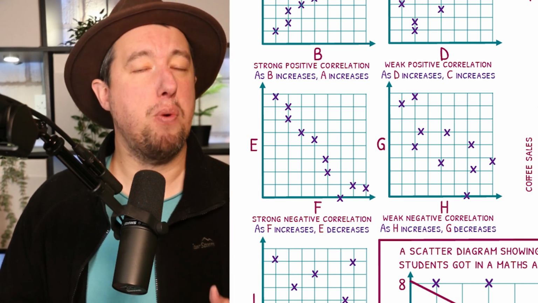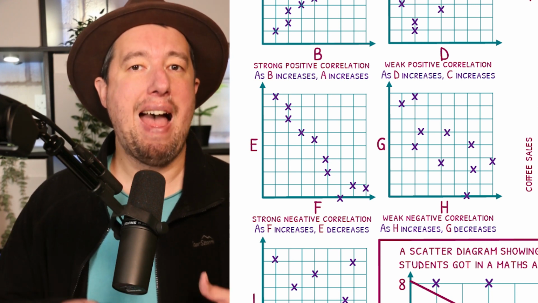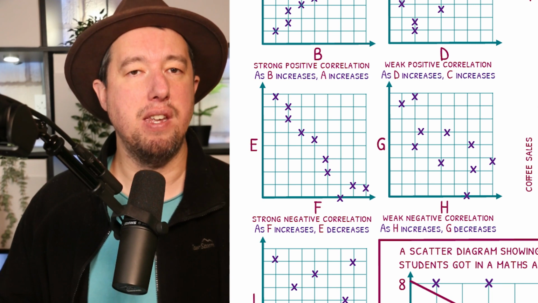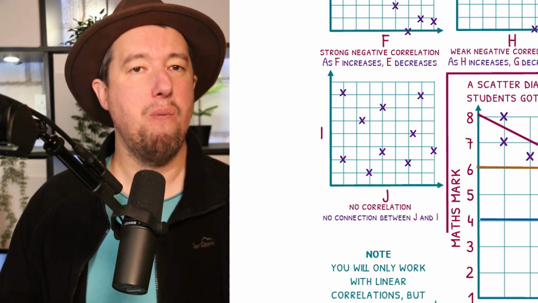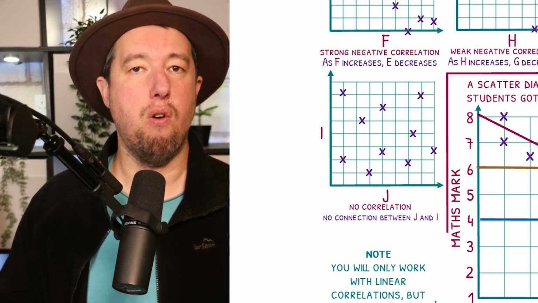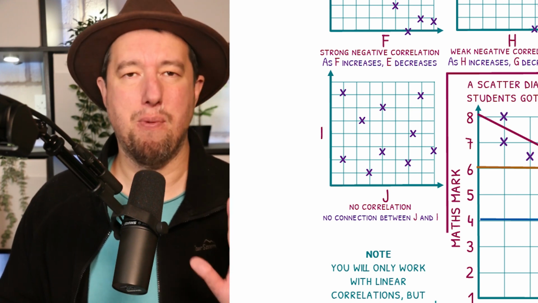The relationship between the age of a car and its value may give you the relationship of, as the age of the car increases, the value decreases. But what if you can't draw a line of best fit? Well, then we say there is no correlation, although you may have a nonlinear relationship, but we don't need to worry about that for now.